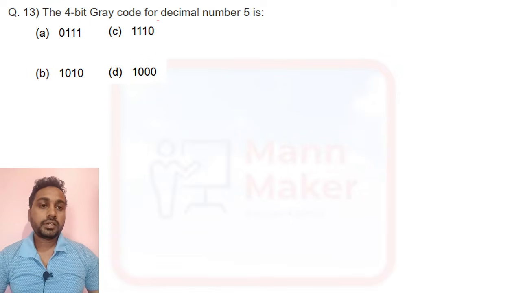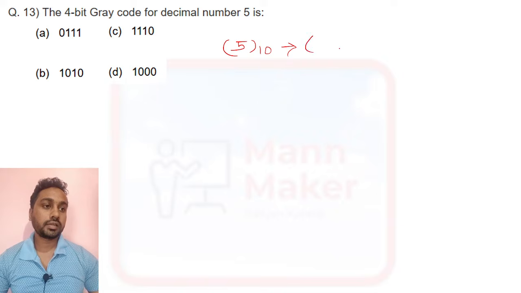The 4-bit gray code for decimal number 5. We have decimal number 5 here. We need to first convert this into binary form. They are asking for 4 bits, so the 4-bit representation of this 5 is what?